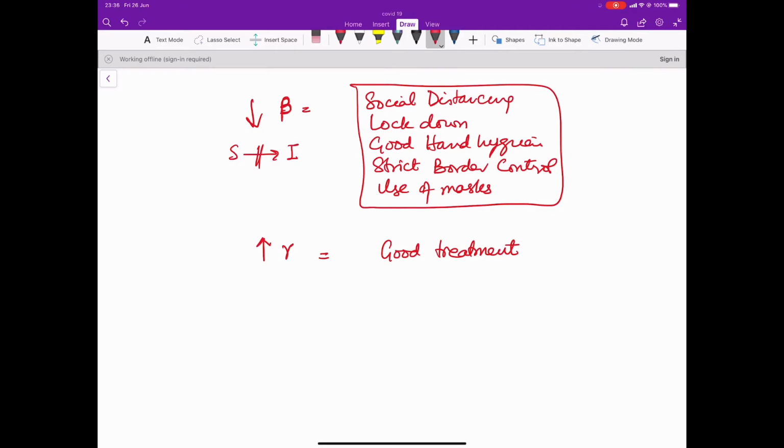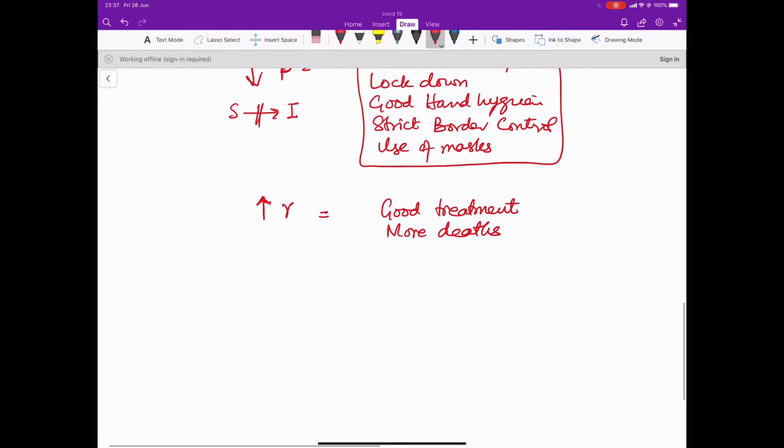The other thing by which gamma can increase, paradoxically, is if people start dying. If somebody dies, he's no more infected, though he's no more living either. So this is another way the conversion from the infective to the removed group can be increased, though this is not desirable. You don't want to have more deaths. Ideally in any pandemic control, you want to increase the gamma and decrease the beta.